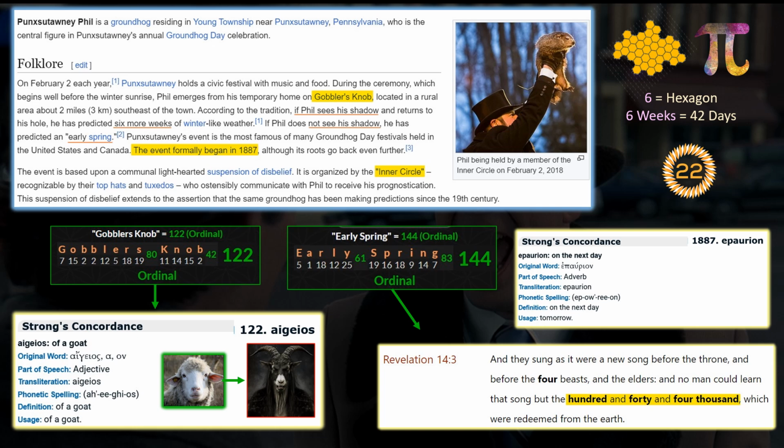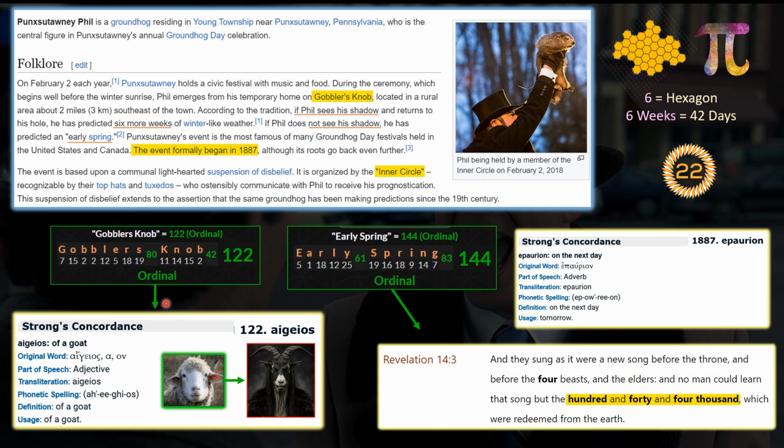Punxsutawney's event is the most famous of many Groundhog Day festivals held in the United States and Canada. The event formally began in 1887, although its roots go back even further. The event is based upon a communal, light-hearted suspension of disbelief. It is organized by the inner circle, recognizable by their top hats and tuxedos, who ostensibly communicate with Phil to receive his prognostication. This suspension of disbelief extends to the assertion that the same groundhog has been making predictions since the 19th century. And you can see here the gentleman in the top hat, and he is a member of the inner circle holding up Punxsutawney Phil here.